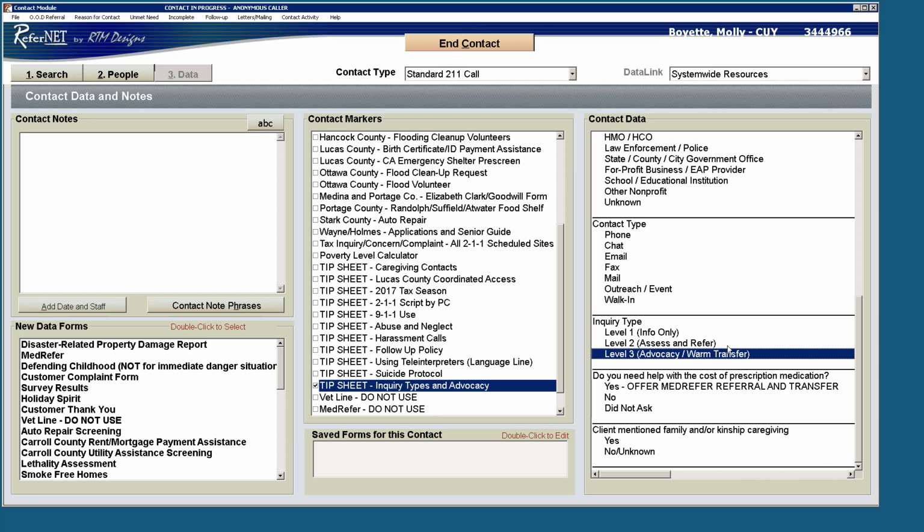In order to help you determine which of these to select, we're going to go over our policy, which is located in the tips sheet section of the contact markers. And so you'll see here I have selected the tip sheet for inquiry types and advocacy.